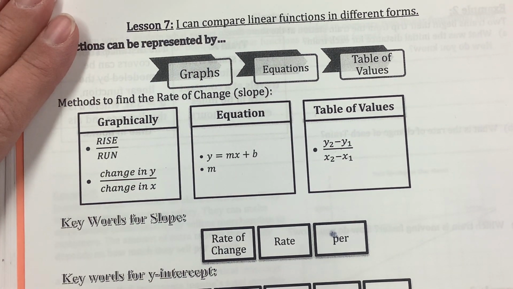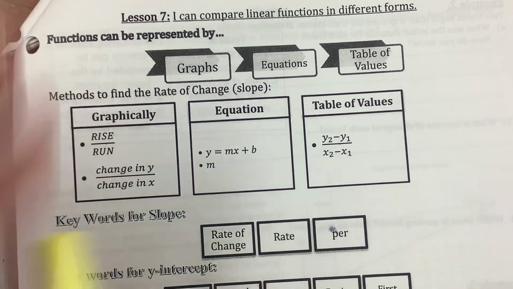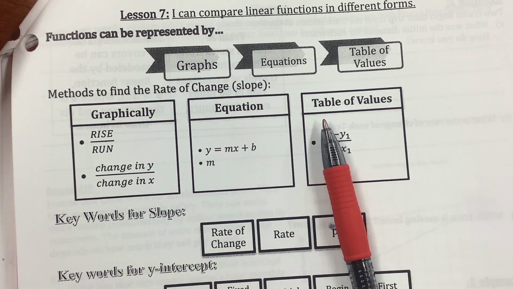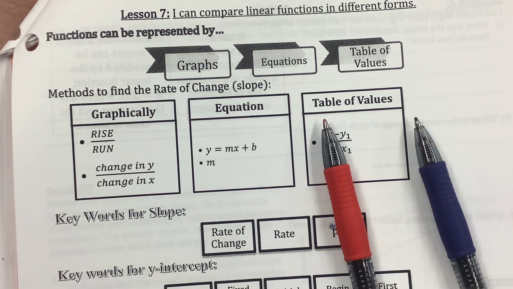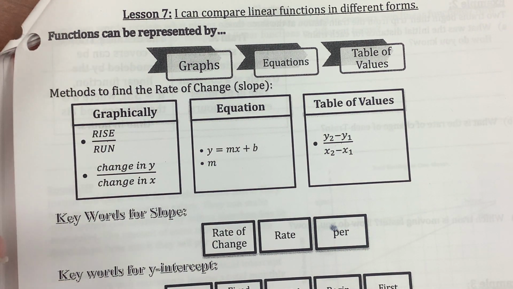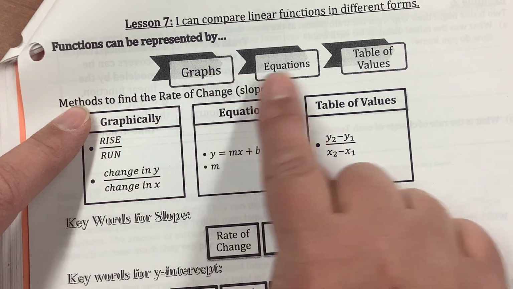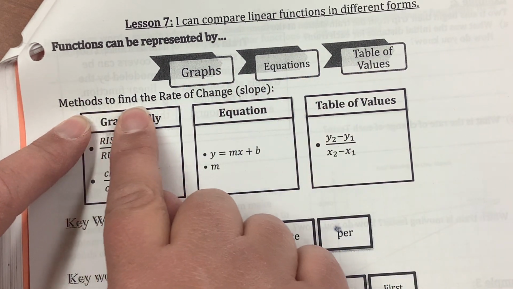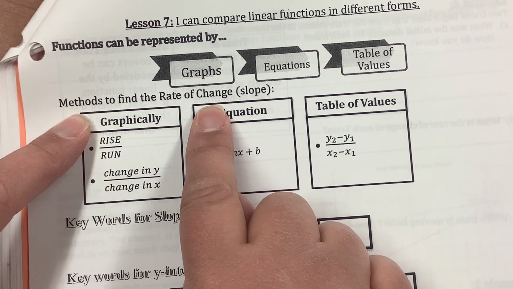Now, you're gonna need a highlighter. You're gonna need 2 different color pens. I like red and blue, red and black, whatever, but 2 different colors so you can compare things. You're gonna do one function in one color and the other function in a different color. All right, so let's start with graphs, equations, tables of values, methods to find the rate of change.